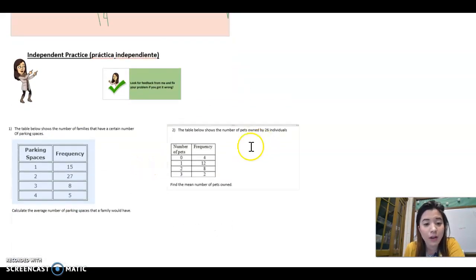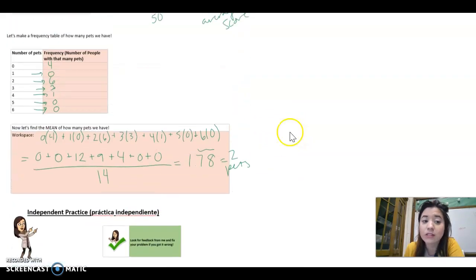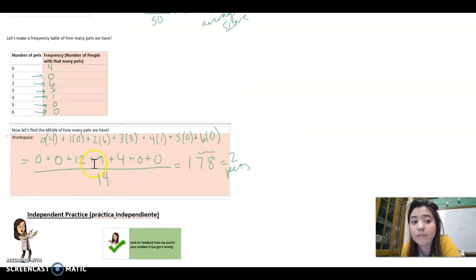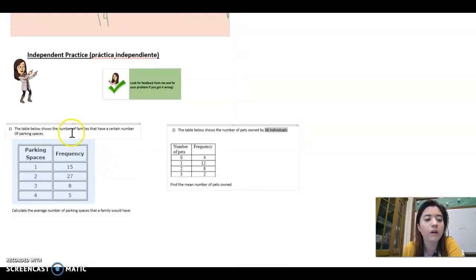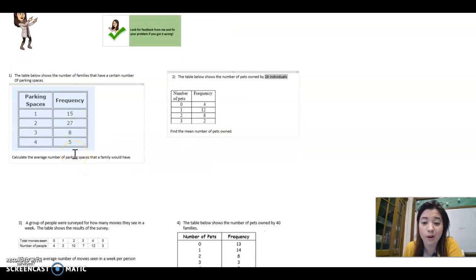If I don't tell you how many people there are, like in 2 I say there are 26 individuals, that would be your total frequency that goes on the bottom. If I don't tell you that, remember, just add up your frequency, that's the number you're dividing by.